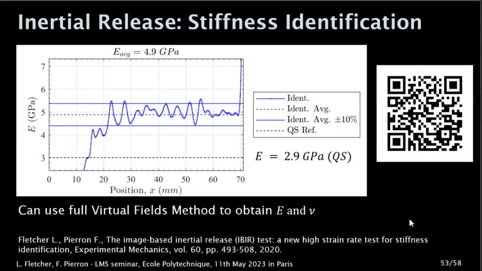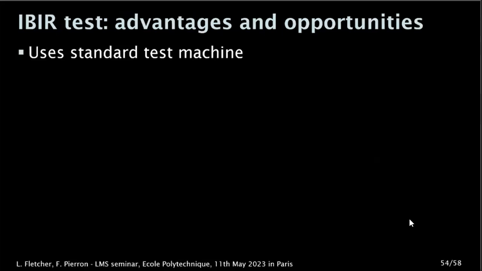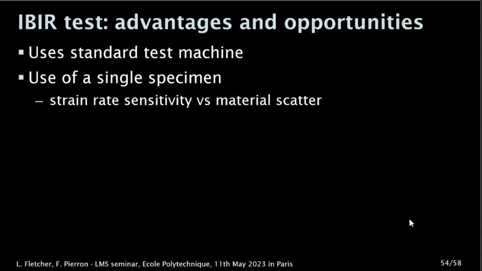And we can also get Poisson's ratio, but I don't really have time to elaborate. This is all published in Experimental Mechanics. The interest of this test is that it uses a standard test machine, but more interestingly, it can provide low rate and high rate stiffness on the same specimen.